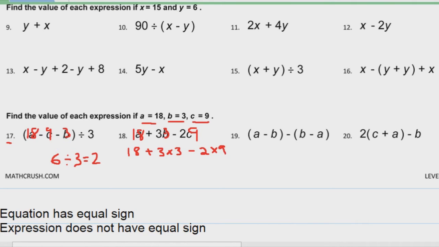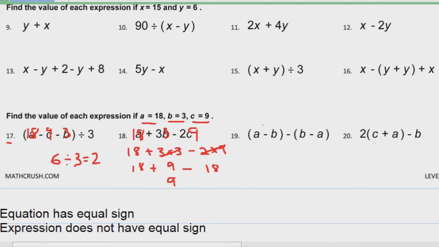And in the order of operations, you have to do multiplication before adding and subtracting. So this little guy, 3 times 3, is going to become 9. And 2 times 9 is going to be 18. Now we work from left to right because adding and subtraction are a family. 18 plus 9 is 27. Minus 18 is 9. So you're going to get 9 there.